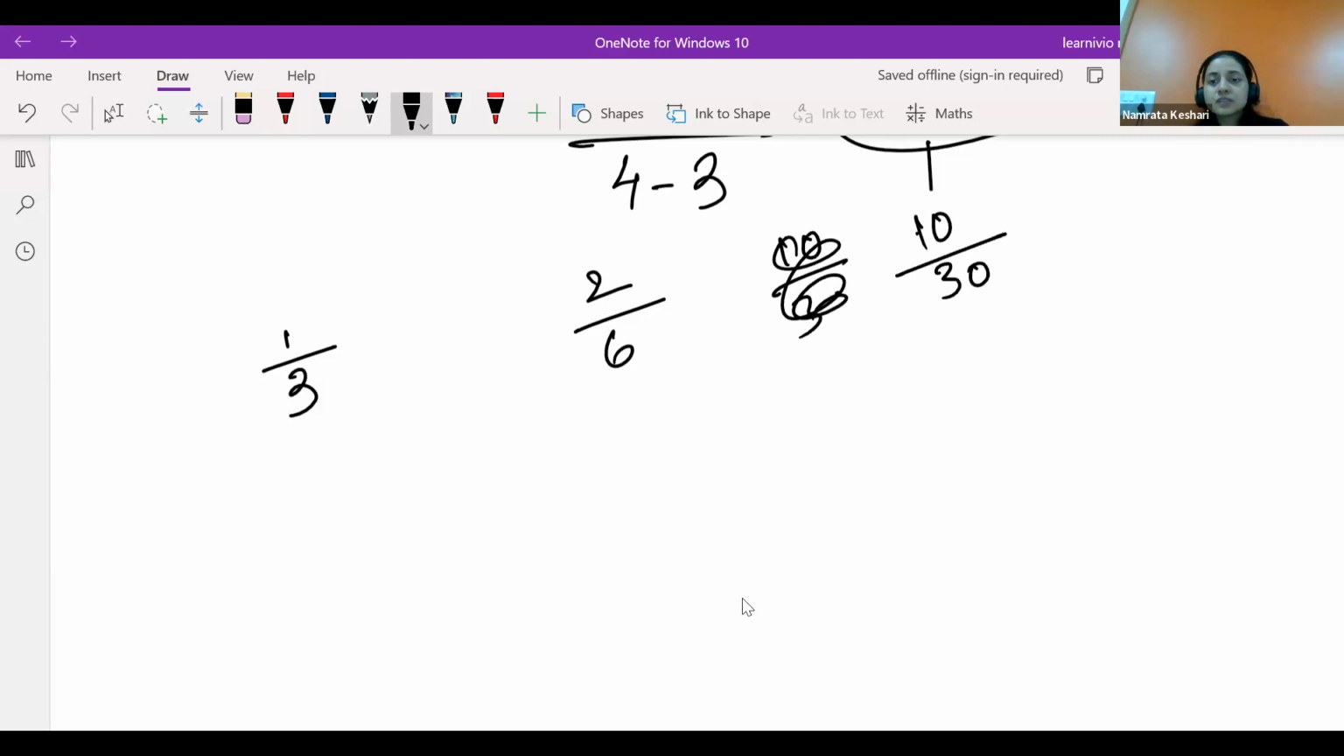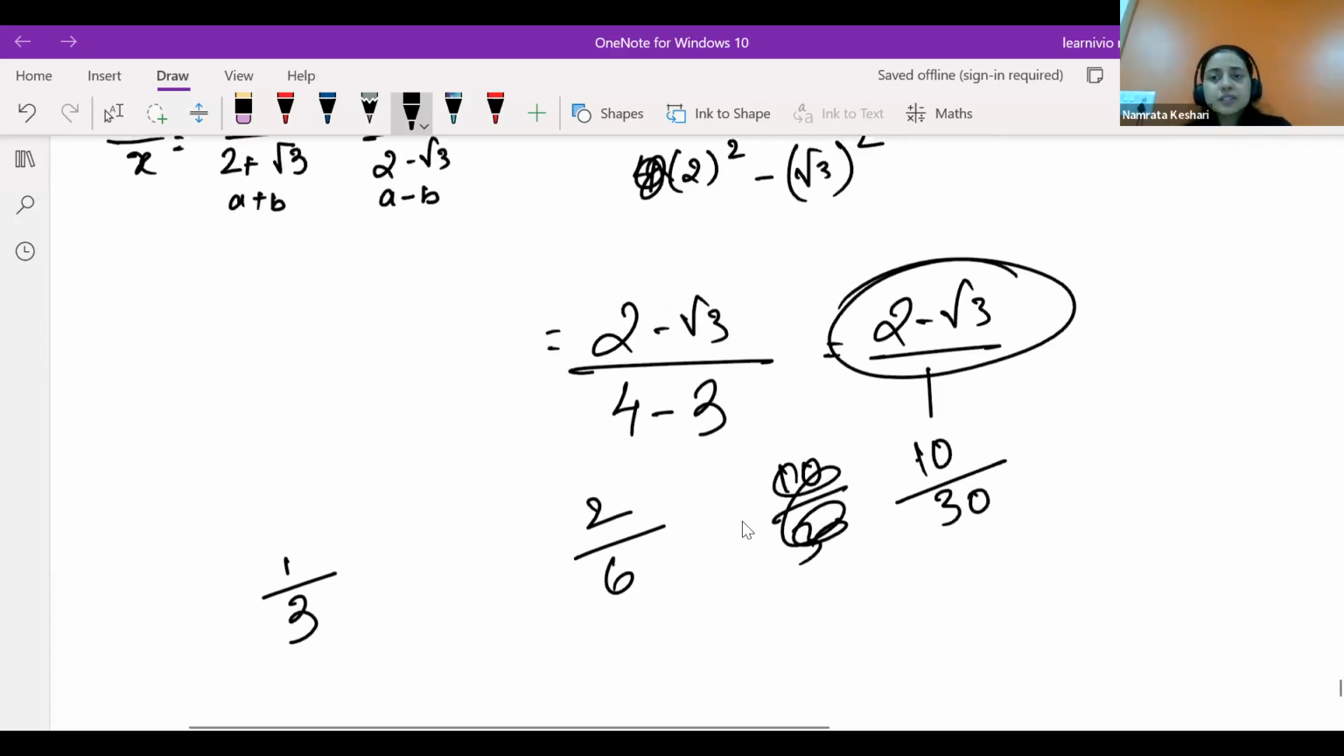Yeah, we can write 1 by 3 as 10 by 30. Why not? Both are equivalent fractions. We can use 10 by 30 instead of 1 by 3. Are we doing any drastic change? No. Just a change is visible to our eyes, but our mind understands that there is no change, right?